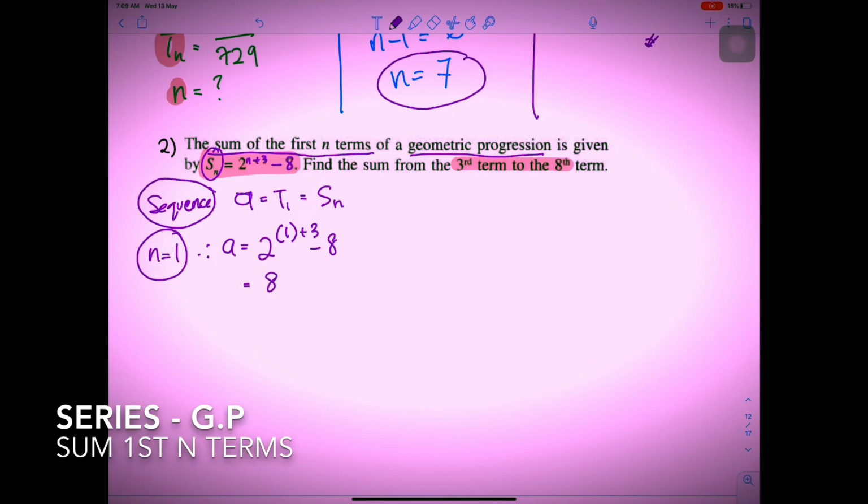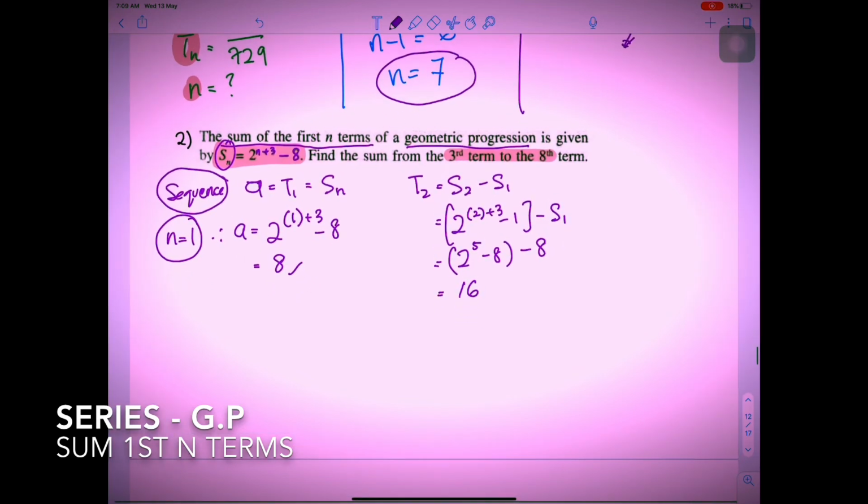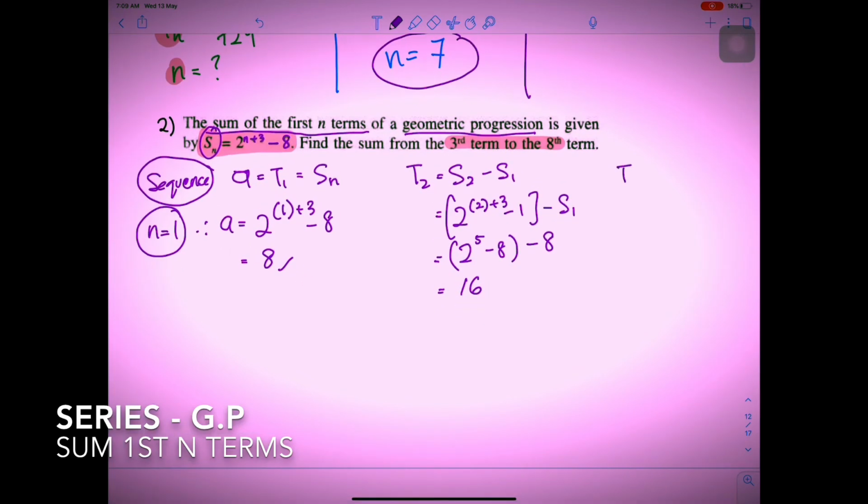So a equals 8. And then T2 equals S2 minus S1. That means 2 power of 2 plus 3, minus 8 for S2, minus S1. So that equals 2 power of 5 minus 8. S1 is 8, so minus 8, you get 16. From here we know T1 equals 8 and T2 equals 16.